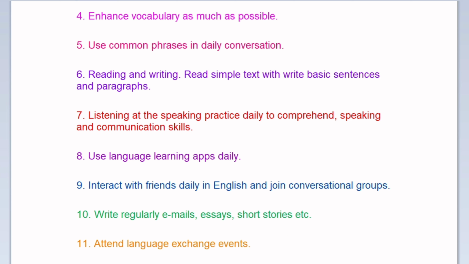Enhance vocabulary as much as possible. Use common phrases in daily conversation. Reading and writing. Read simple text, write basic sentences and paragraphs. Listening and speaking. Practice daily to comprehend speaking and communication skills.